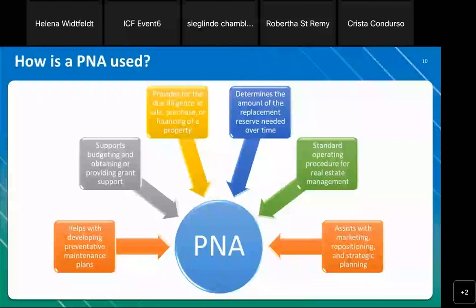And it assists with marketing and repositioning or strategic planning for your assets, where you can determine based on this report how much longer you really need to have something, and how pressing the decision is that you have to make to actually make improvements, or whether you want to sell or refinance. Next slide, please.